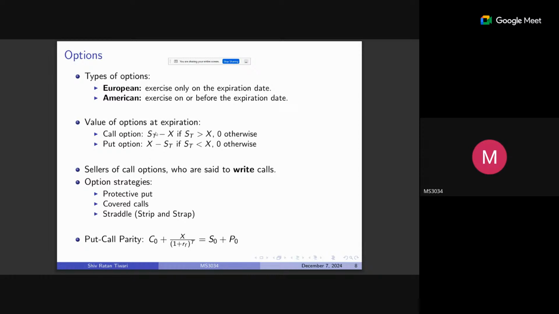And one important term that appears is writing the options. Writing in this context means selling a particular put or call option. If you write a call option, it means you are selling that option. These slides, I will remove them, so this will come up upfront.